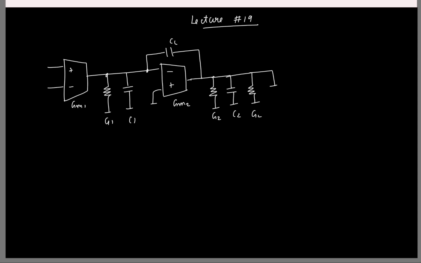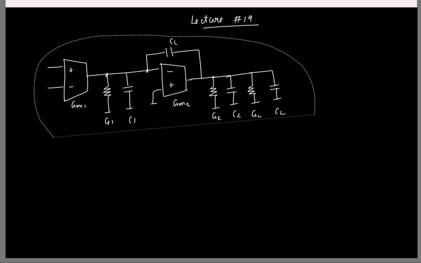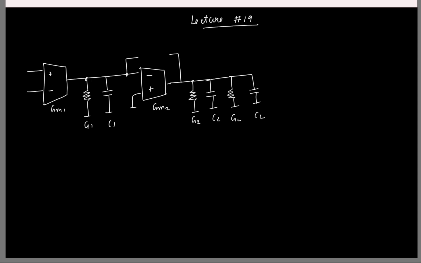So what did we say we'll do for eliminating the RHP zero here? We'll put a resistor in series with this compensation capacitor. And if I want to cancel the zero completely, what should the value of this resistor be? 1 by GM2. So we try to choose RC to be 1 by GM2. So that will kind of get rid of the zero. So can you summarize the results here?